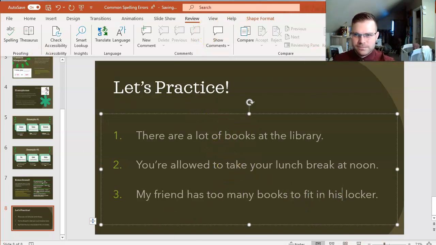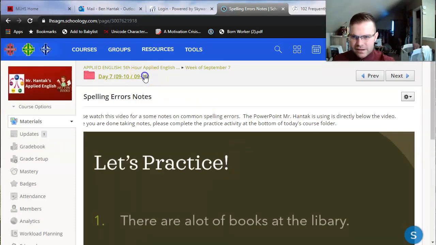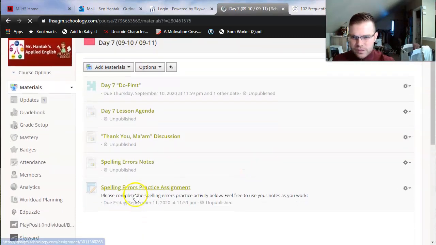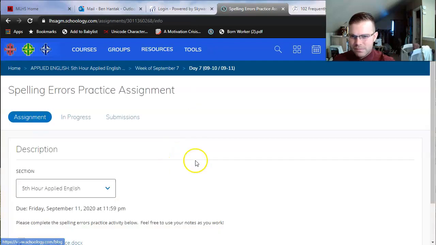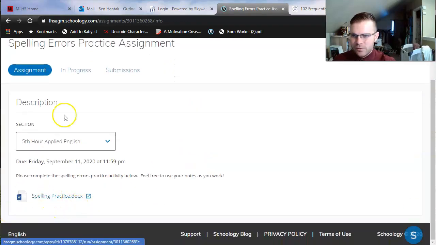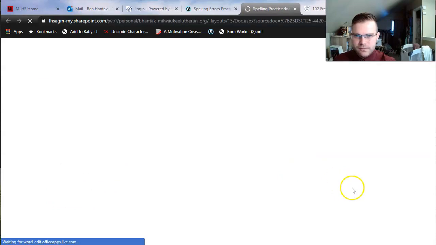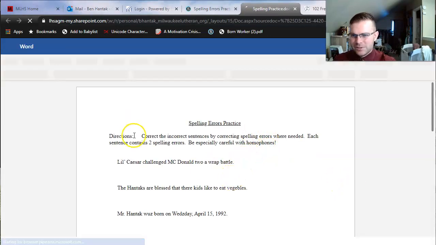I can close this now. You'll want to do the same exact thing as we go into spelling errors practice assignment. It's the same thing as what you did for capitalization. I think you have a little button that says my document up here on the right. You'll click on that. I'll show mine real quick. And it'll bring you into a document just like this.